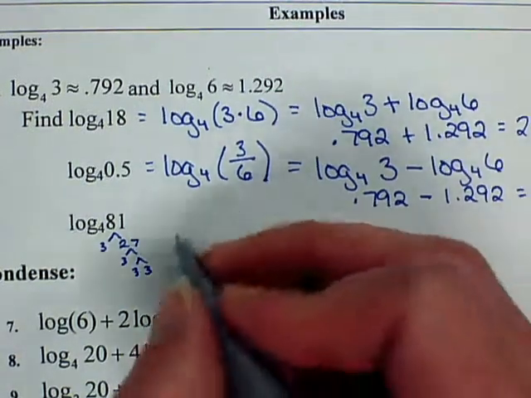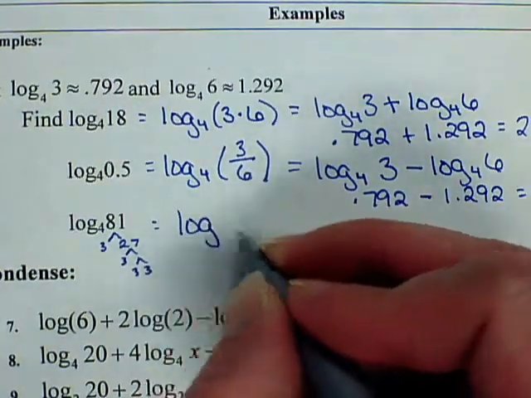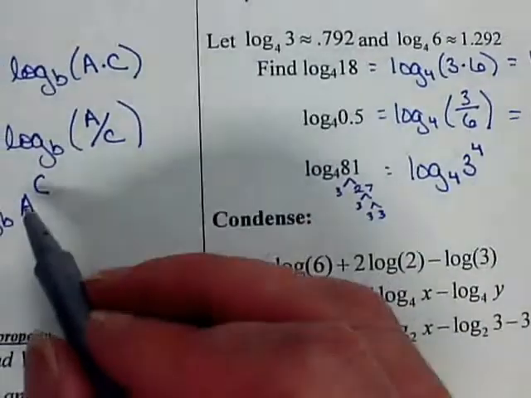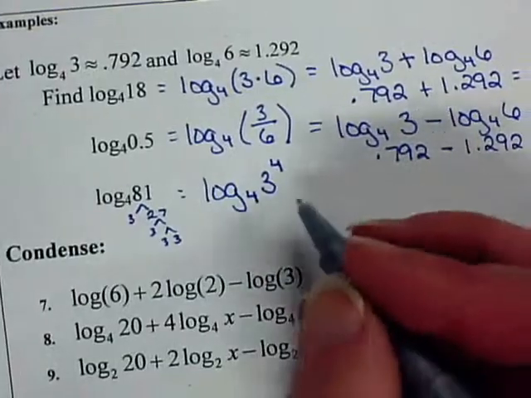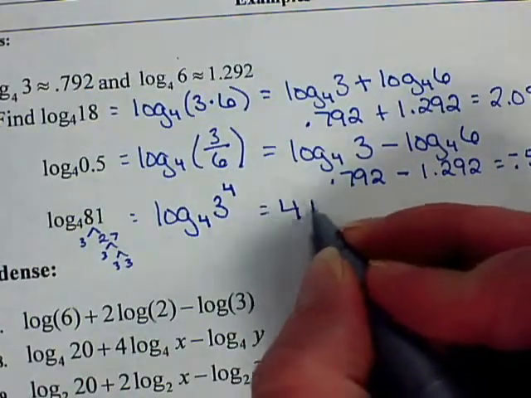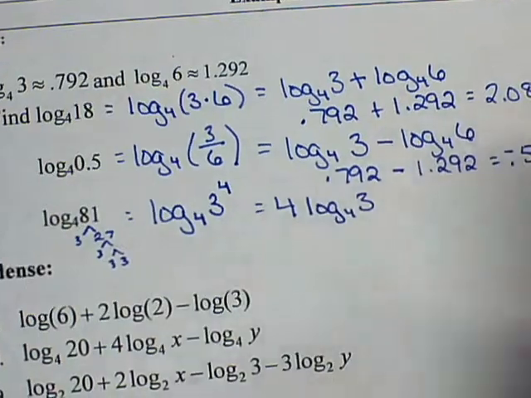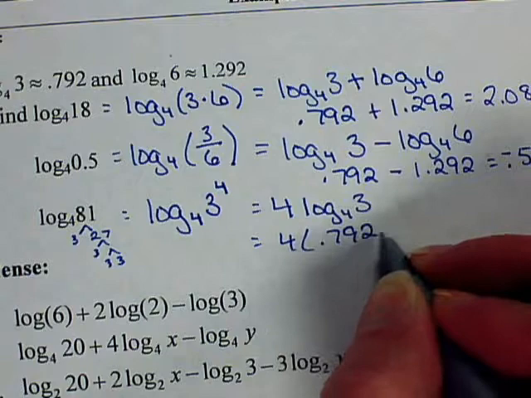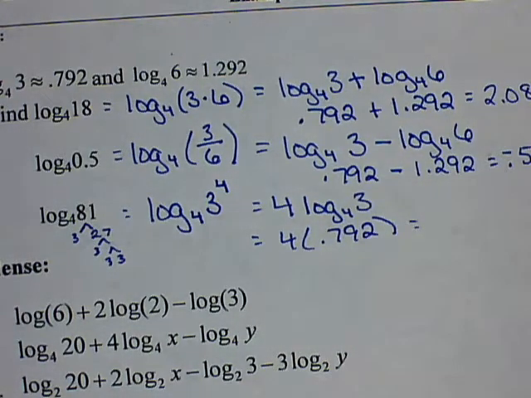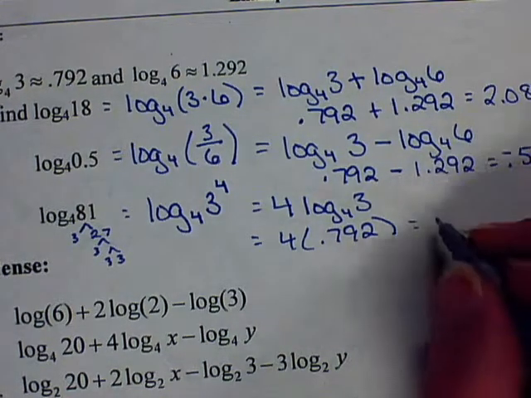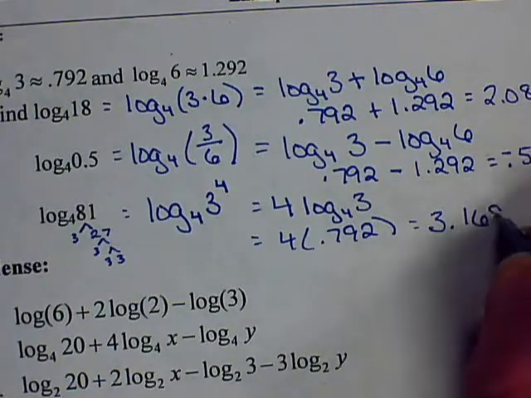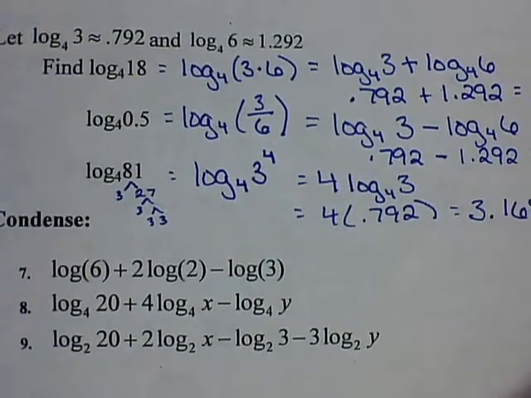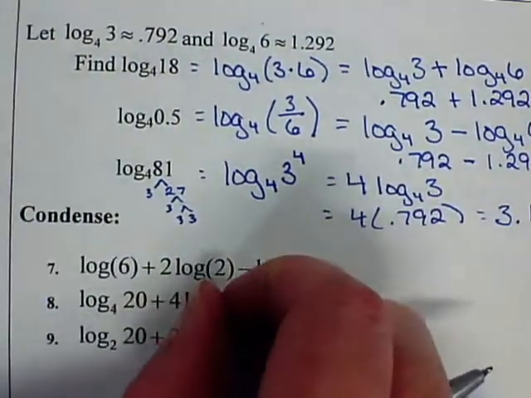All right, let's see if we can figure out 81. 81, 3 times 27. Hey, isn't that 3 to the 4th power? It is. 81 is really 3 to the 4th power. Now, if we look at this neat little rule, it said that we could rewrite that as the 4 out in front. Now, we know what the log base 4 of 3 is, 0.792. So all we have to do is multiply 0.792 times 4, and we're done.